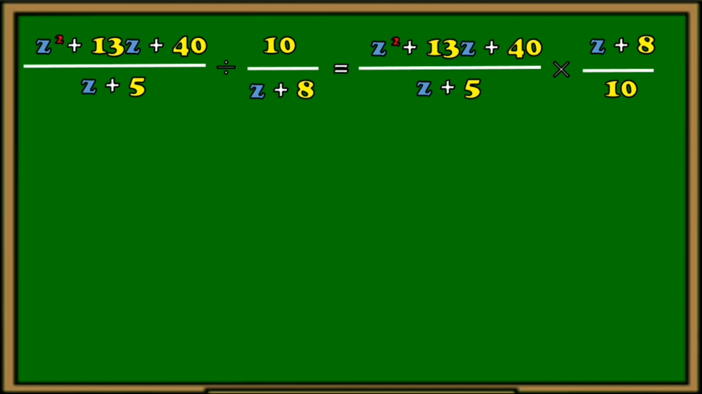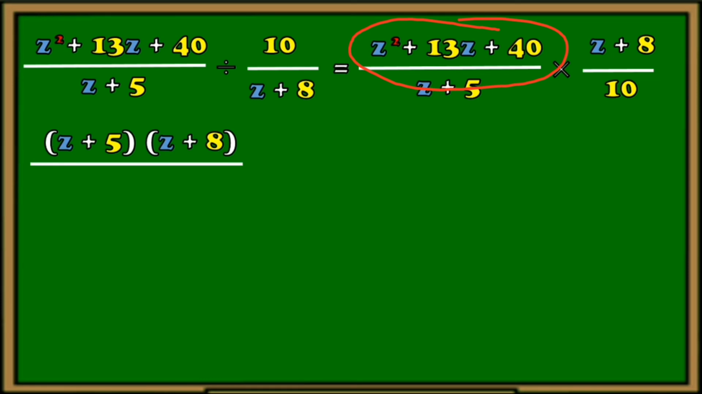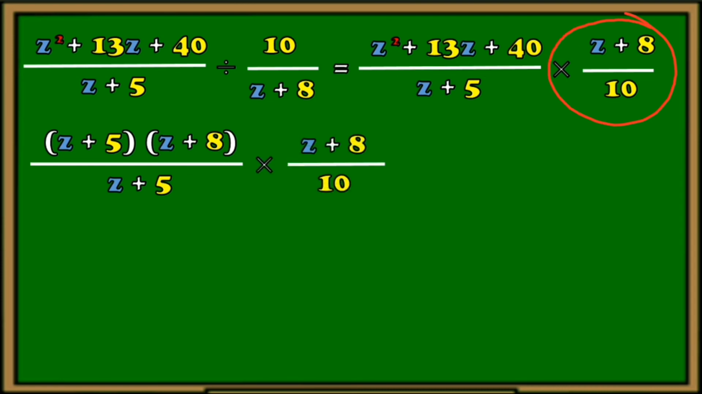Now let's simplify this given. Z squared plus 13z plus 40 is an example of a general trinomial. We can simplify this by factoring, and its factored form is quantity of z plus 5 times quantity of z plus 8. And let's just copy the denominator z plus 5. And also, let's just copy z plus 8 all over 10.